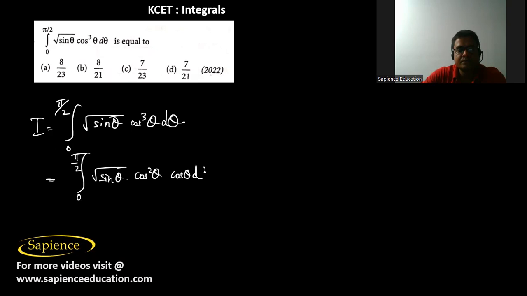Then here you have to find integral 0 to pi by 2 root over sine theta into cos cube theta d theta. So here what we can do, we can write this integral I as integral 0 to pi by 2 root over sine theta into cos square theta into cos theta d theta. So now if we take sine theta as t, then cos theta d theta will be equal to dt.